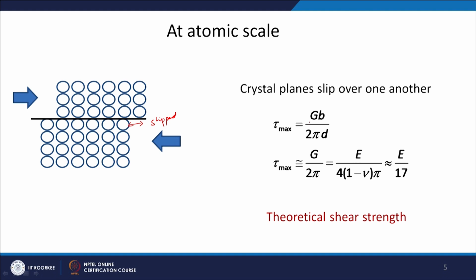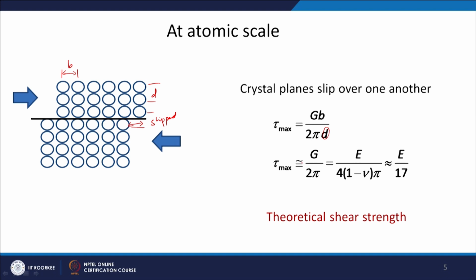You can look at there are a lot of books in which this kind of derivation is given. So, basically the maximum shear stress which is required to do this kind of slipping process will depend on G, the shear modulus. b is basically the slip distance. My upper plane has shifted by 1 atomic distance here. d is the interplanar spacing, and some constant 2 pi.